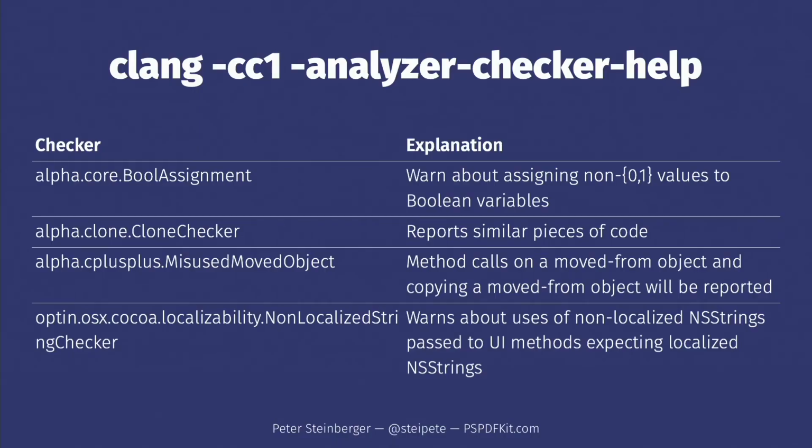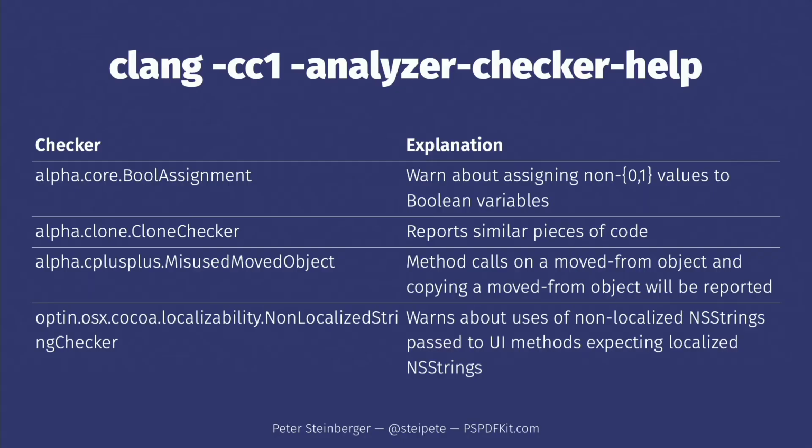So one that's very useful that's still alpha is a check for BOOL. You know, Apple fixed BOOL on the ARM64 runtime, but for all the other runtimes, it's actually a character. So you could set it to 42, and that's not very useful, so there is an analyzer checker that tries to find such problems.